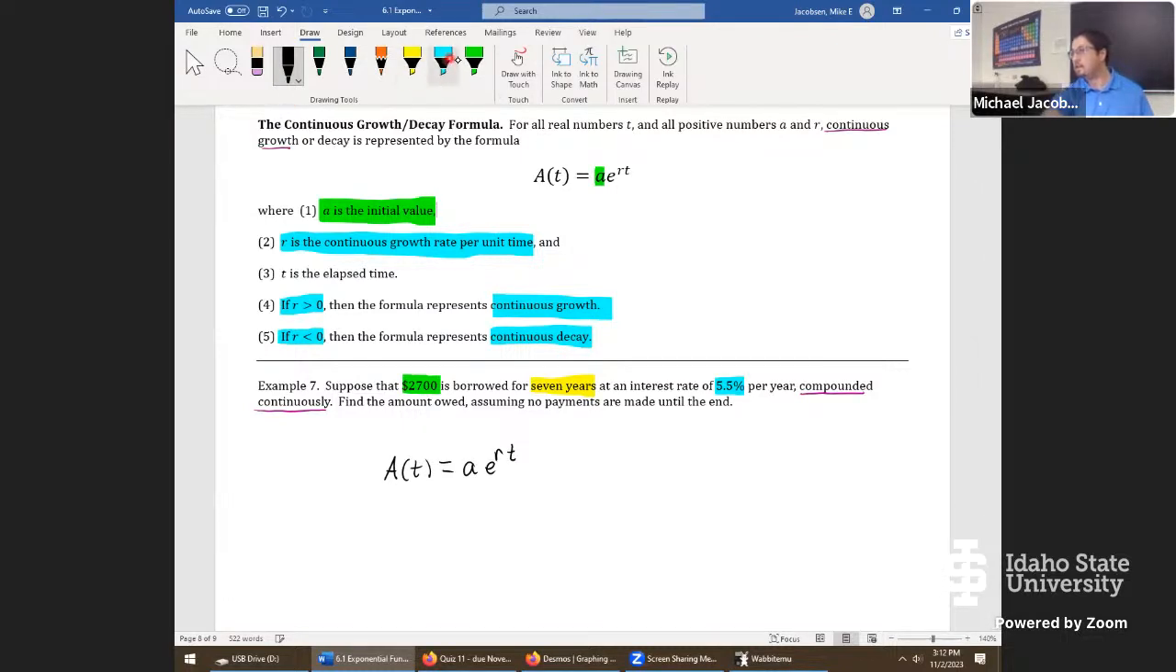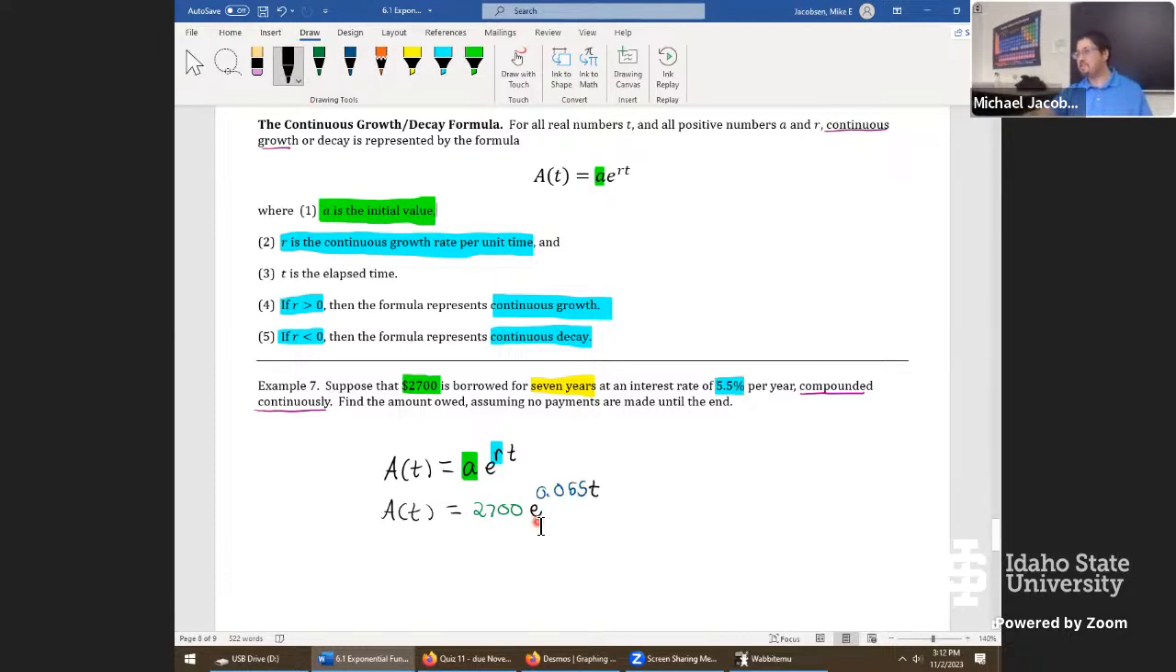We need to fill in the value of a, the value of r, but we have those values. They're staring at us on the paper. It now becomes amount at time t equals $2,700 e to the power of, let's take a look. It's not 5.5. Don't forget to always convert your percentages into decimals, or else your values are going to be really, really wild. So 0.055, then multiplied by the variable t. So that's our new function.